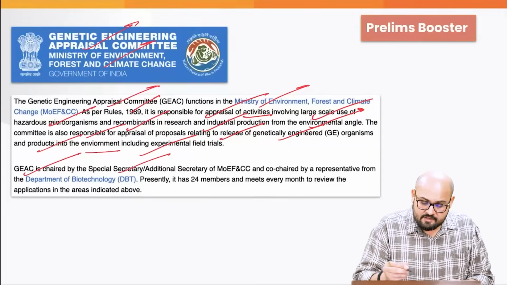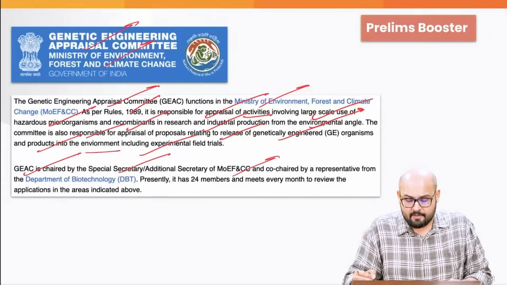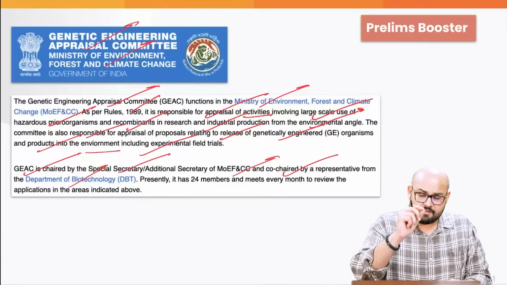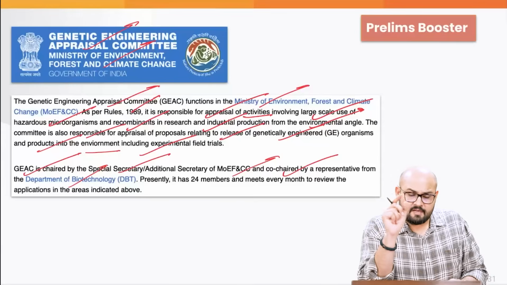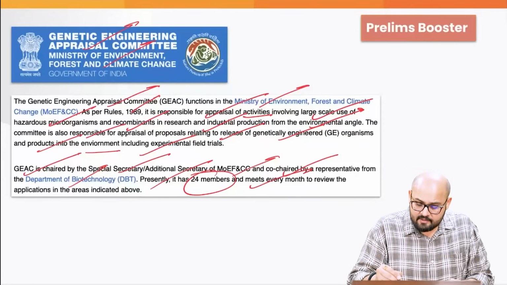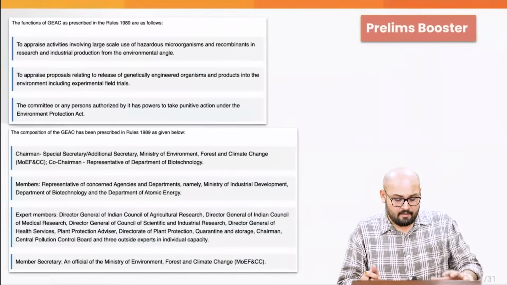GEAC is chaired by the Special Secretary or Additional Secretary of the Ministry of Environment, Forest and Climate Change, co-chaired by a representative from the Department of Biotech. So this is also important. You have one representative from the Department of Biotechnology. Presently, it has 24 members and meets every month to review the applications in the area above.